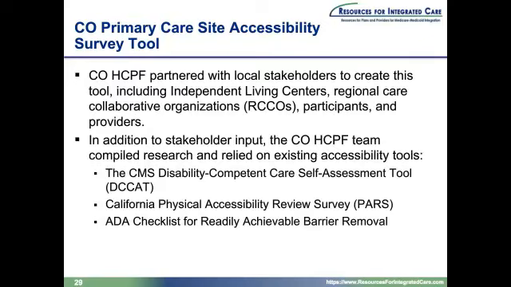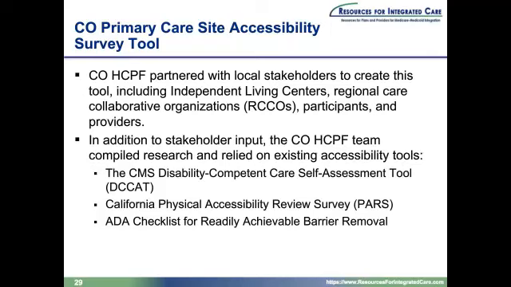With input from a good cross-section of stakeholders and gleaning sections from other checklists like PARS and DOJ resources, the tool was developed. We then utilized this tool with support from our regional Medicaid Accountable Care Collaborative at our local level and surveyed a dozen practices.